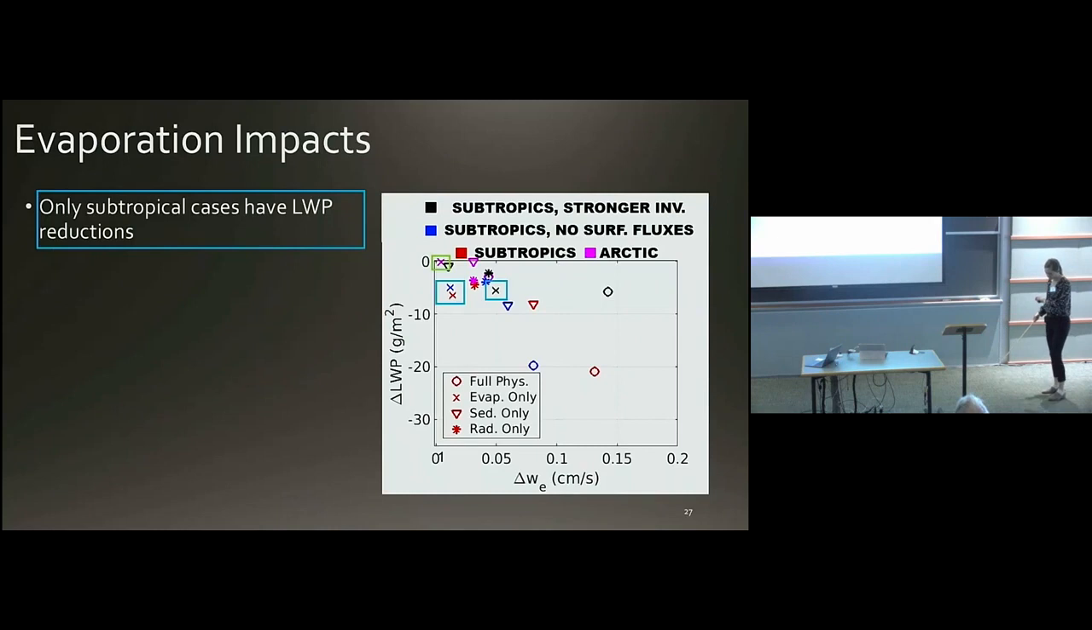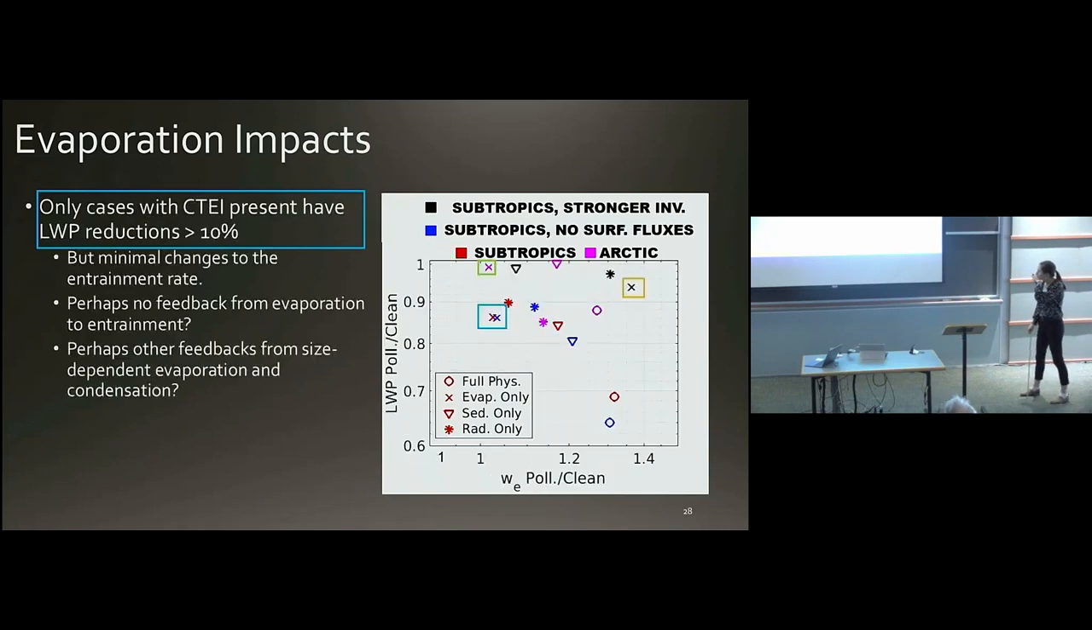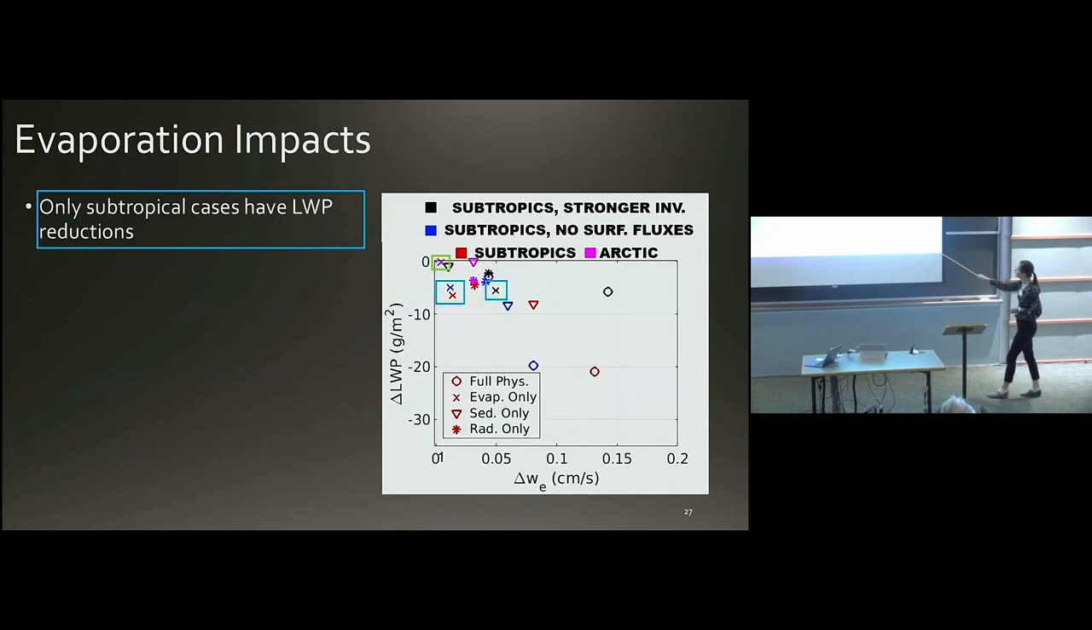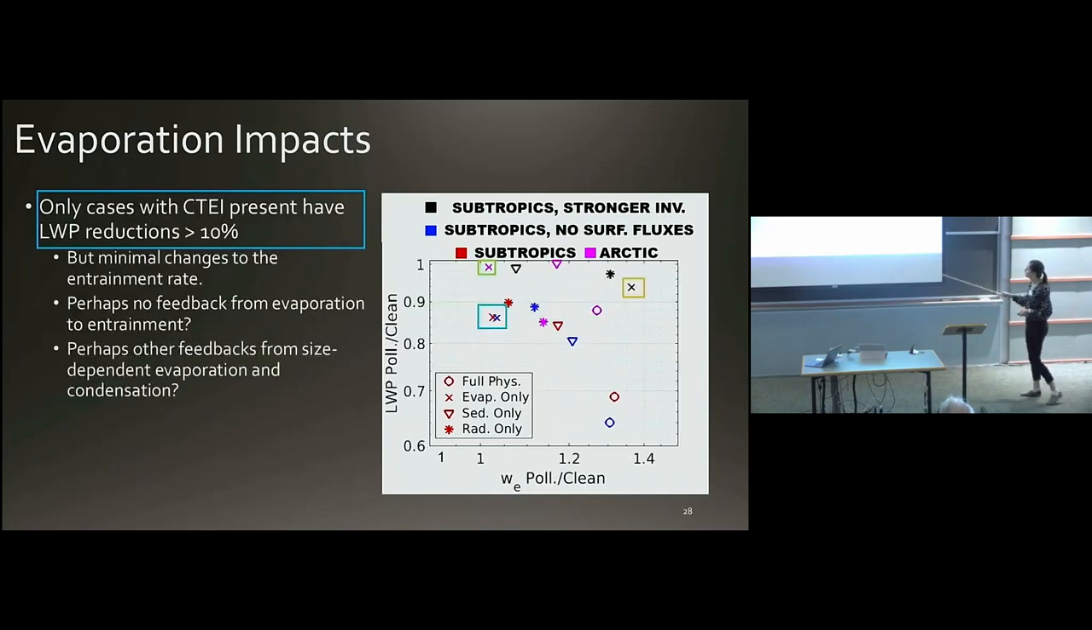Okay, so now in terms of evaporation, things get, I think, a little bit more fuzzy. So here are all of these evaporation tests in the X's. And what we see is that all of the subtropical cases are producing a reduction in the liquid water path with a variable change in the entrainment rate. So this was in terms of the differences. If you look at that instead in terms of the ratios, what you see is that the only ones really producing a change in liquid water more than 10% are, again, these two, where the only difference is the presence of the surface fluxes.